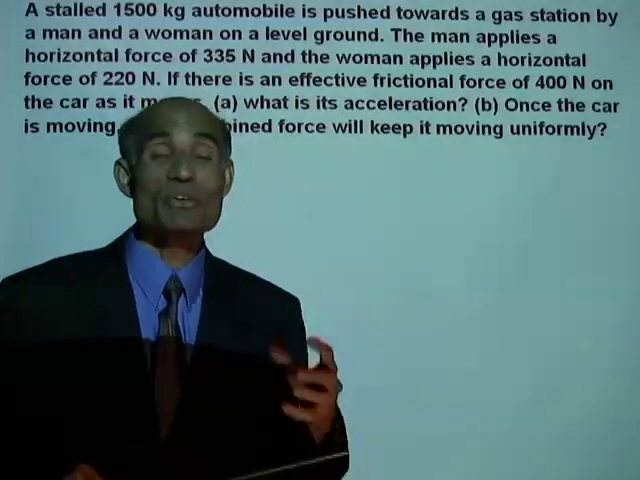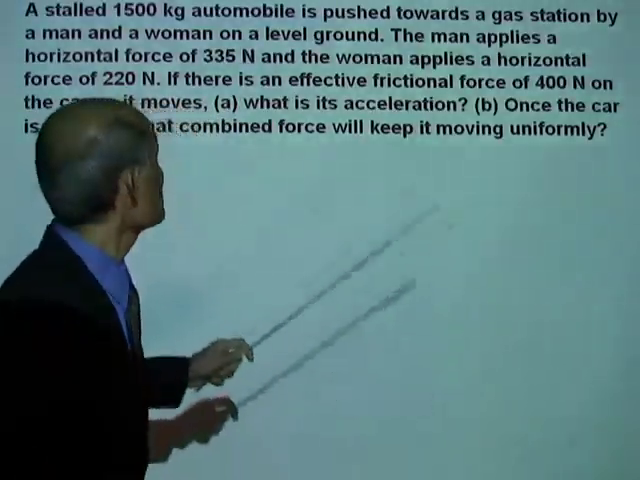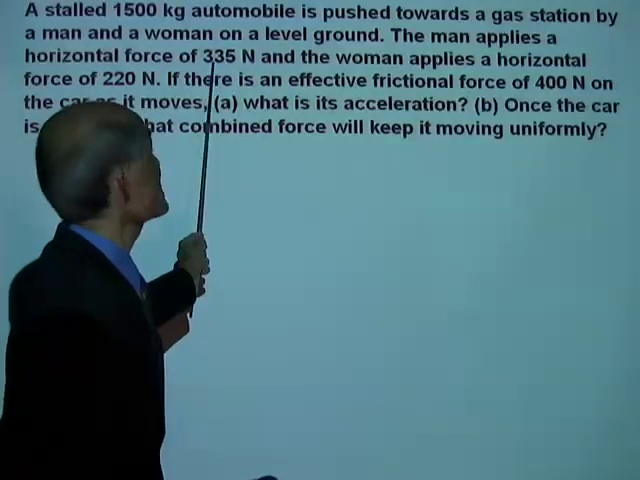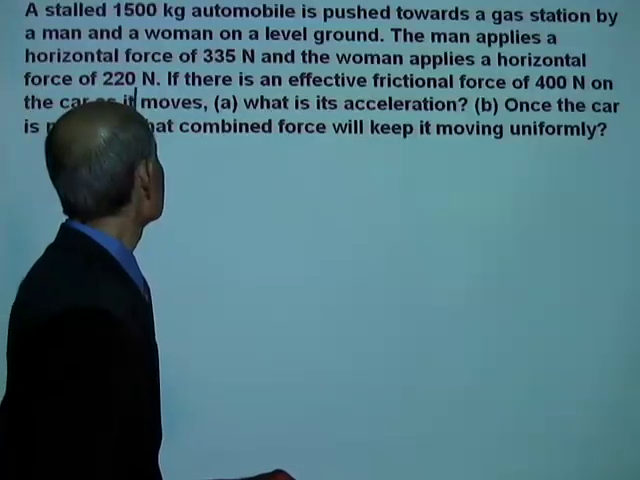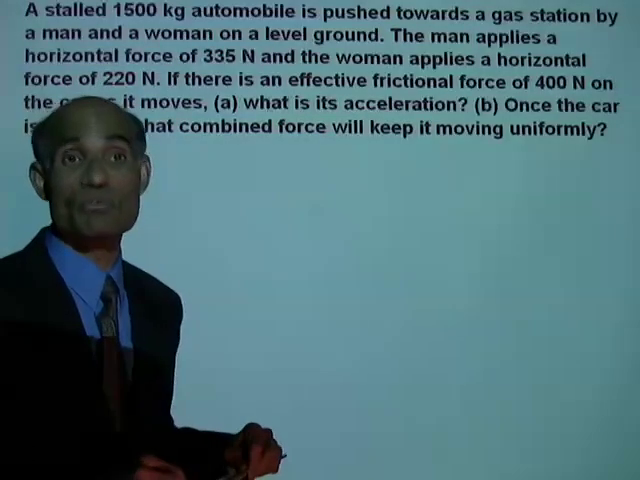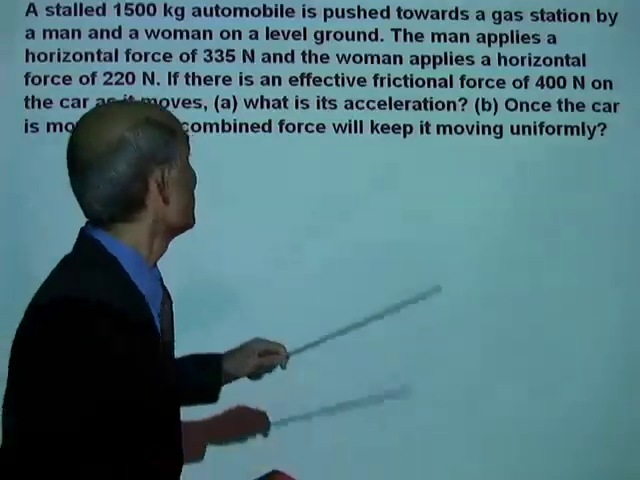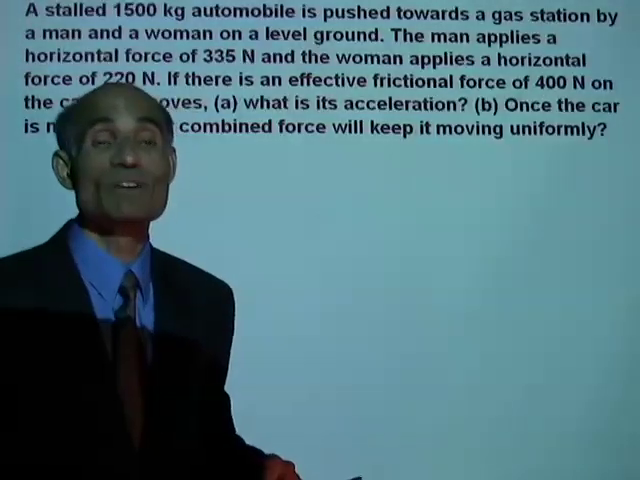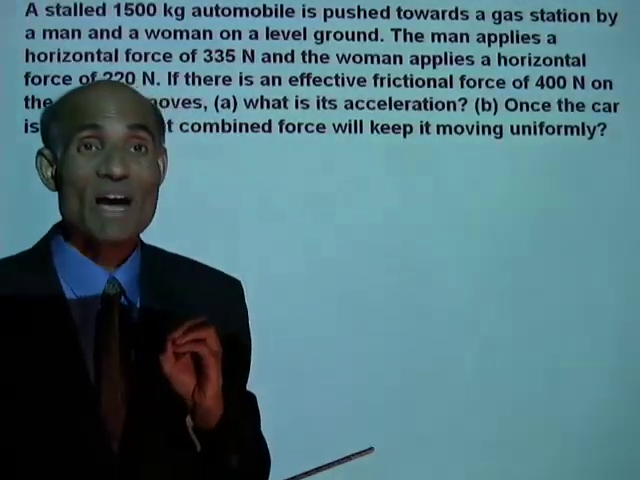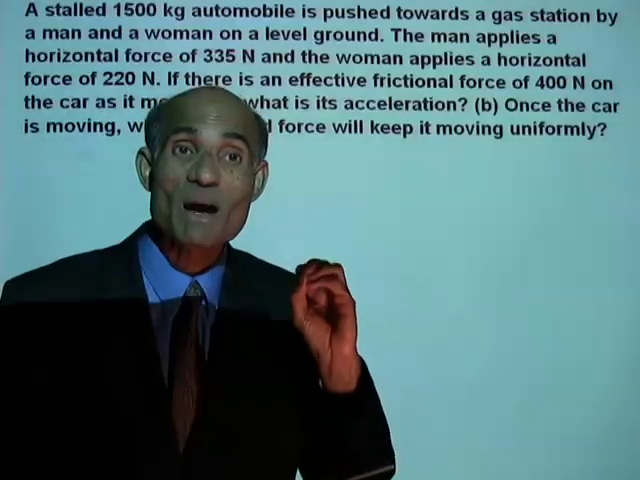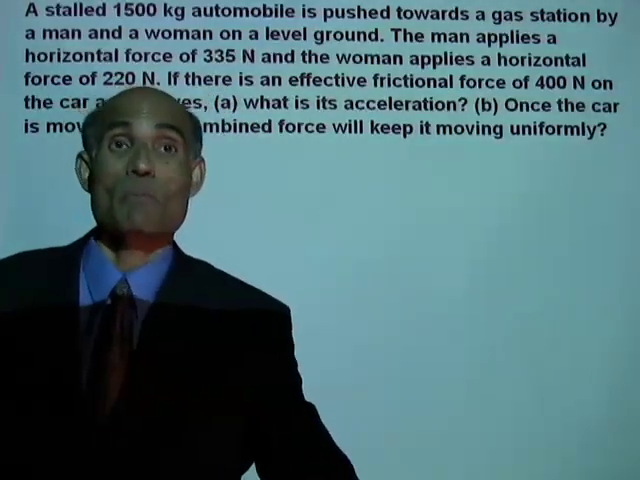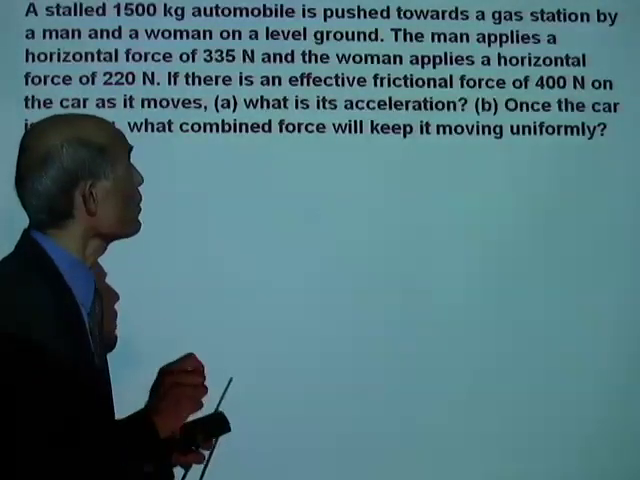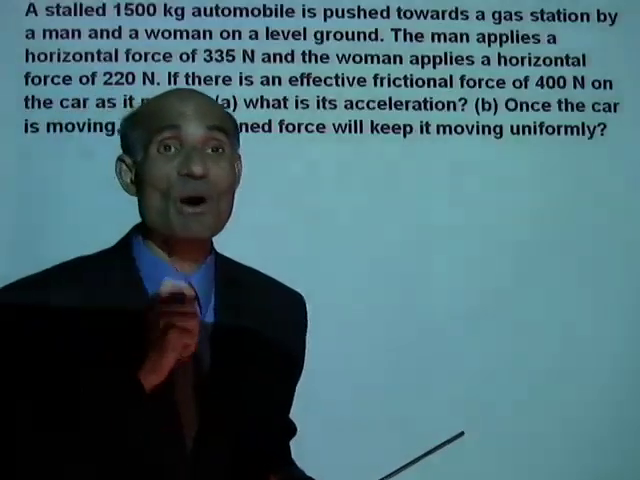Well, again, you can figure out the net force. There is the total force. What is the total applied force? 335 Newton that is applied by the man, plus 220 Newton that is applied by the woman. So the total force minus the effective frictional force, that is 400 Newton, that will be the net force. And the acceleration on the car is produced by that net force. Is that right? Okay. Now, once the car is moving, what combined force will keep it moving uniformly?